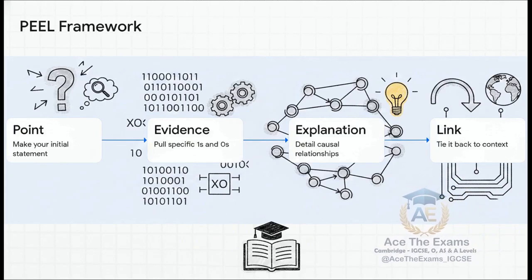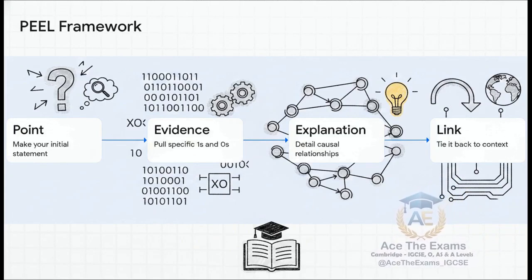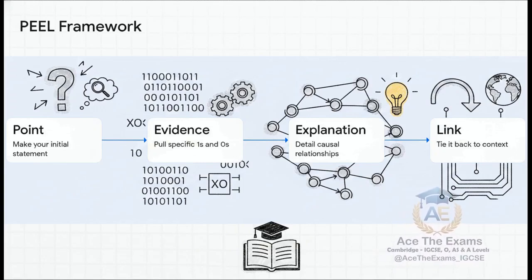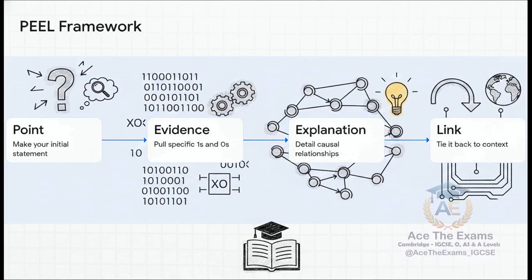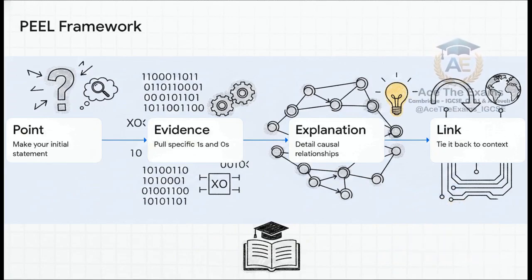Number 2, evidence. Actually pull specific 1s and 0s or logic gates right out of the provided scenario. Number 3, explanation. Detail the causal relationships. Why exactly does this input lead to this output based on the XOR rules we just talked about? And finally, number 4, link. Tie it all the way back to the overall system requirement or context.